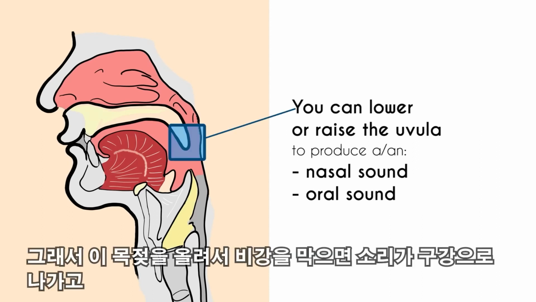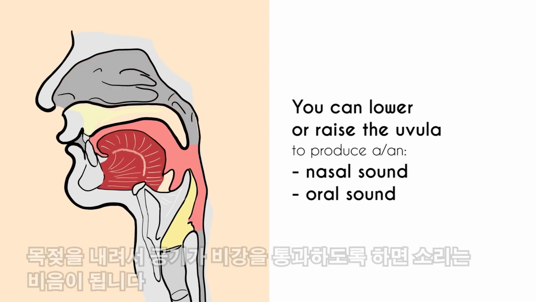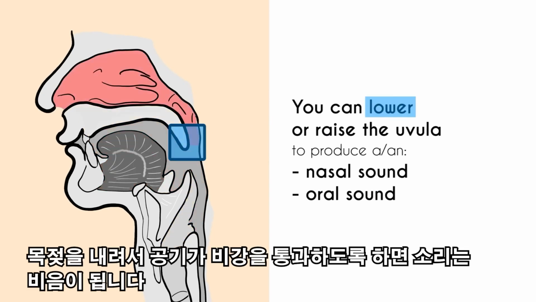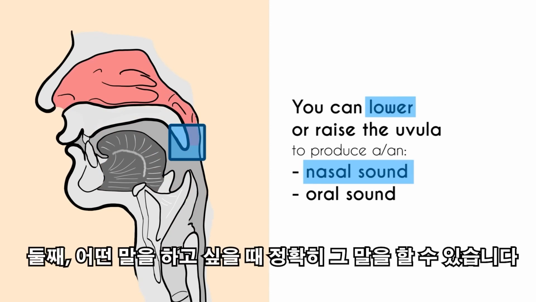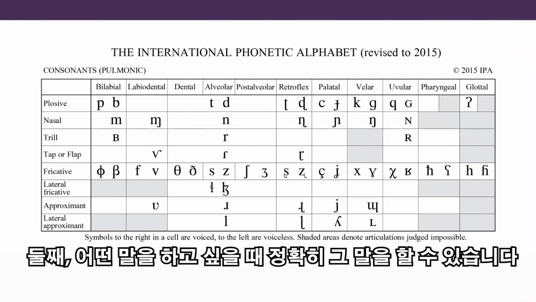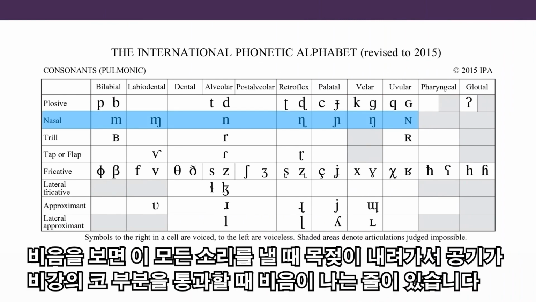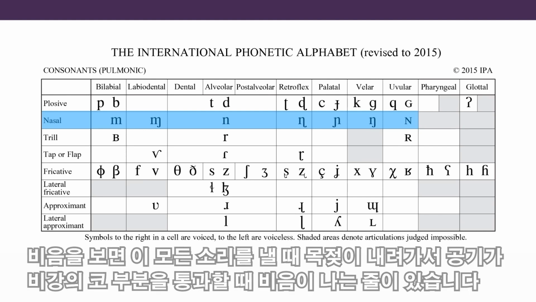So the uvula can be raised to block the nasal cavity, in which case the sound will be entirely oral, or it can be lowered to allow air to go through the nasal cavity, in which case the sound is nasal. Now, if you look at the nasal sounds here, the row in which we have the nasal sounds, during the production of all of these sounds, the uvula is lowered and air passes through the nose or the nasal cavity.